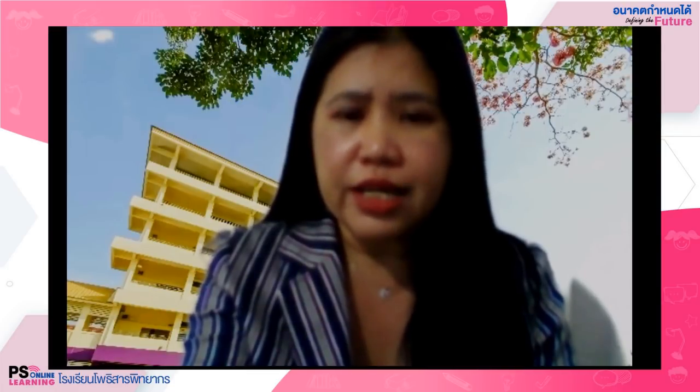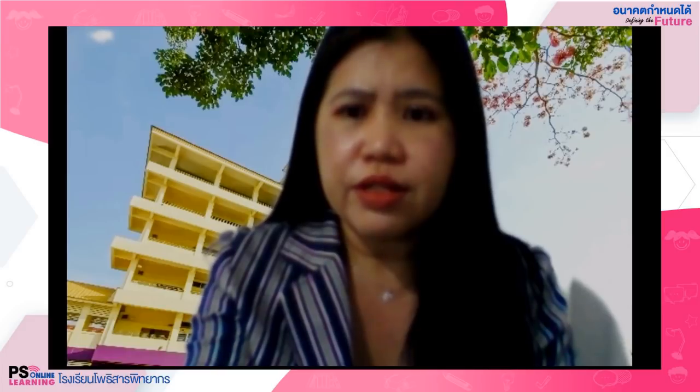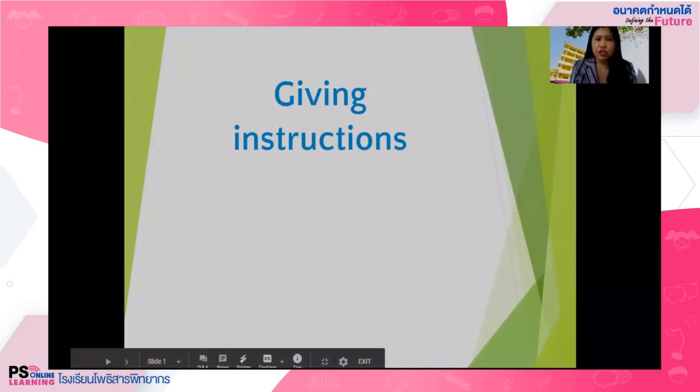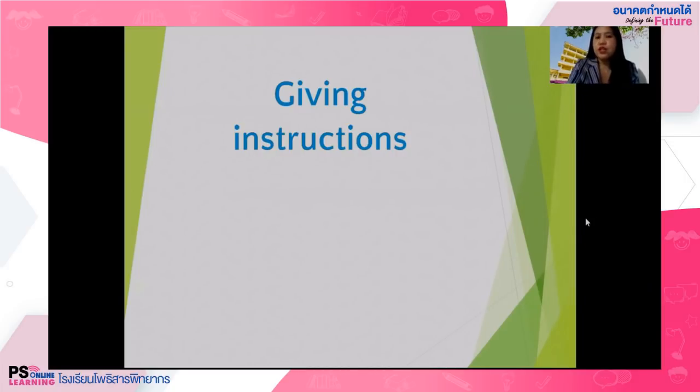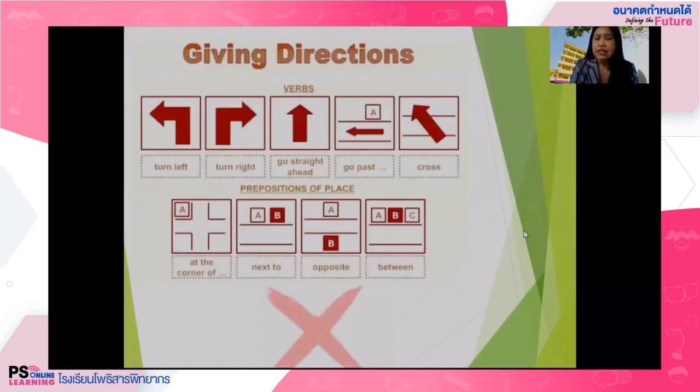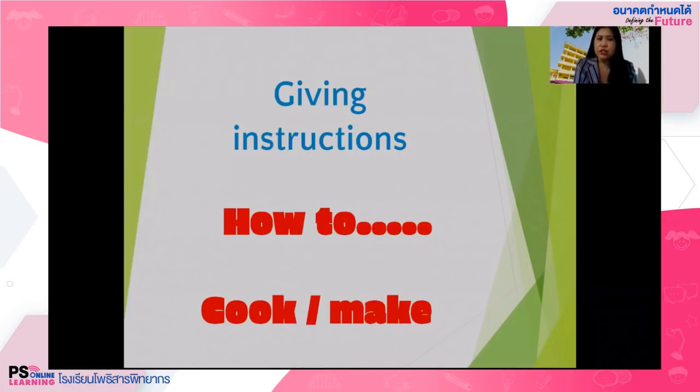So our lesson for today is about giving instructions. Okay, giving instructions. But for this one, when you say giving instructions, you always think about giving directions, right? But since you have to stay home, that is not what we are going to study, okay? Not giving directions, but giving instructions. Giving instructions on how to cook or how to make, okay?